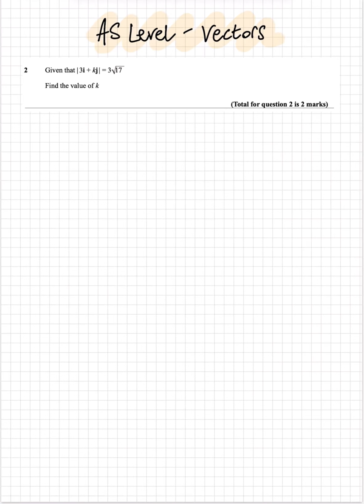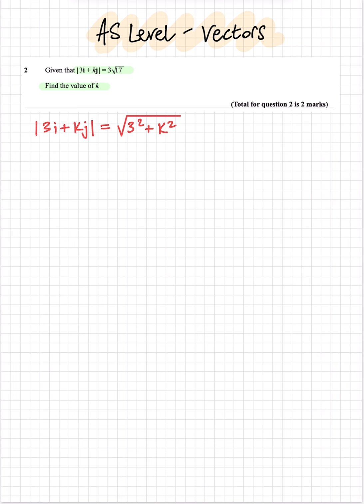Given that the magnitude of 3i + kj is equal to 3 root 17, find the value of k. So to start this off, remember if we find the magnitude of a vector, we use Pythagoras. So in this situation, we would do 3 squared plus k squared, all square rooted.